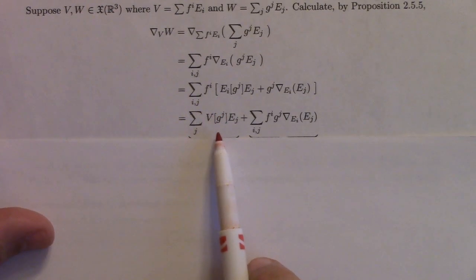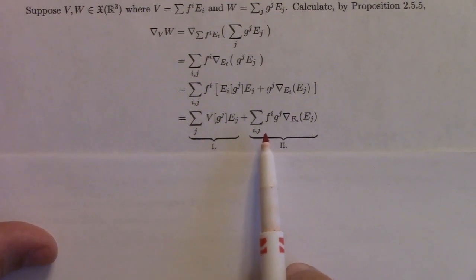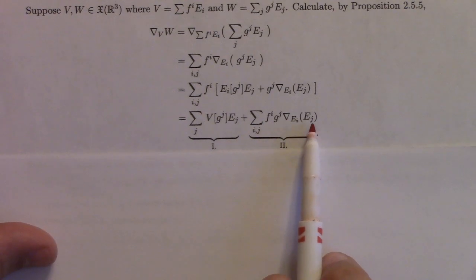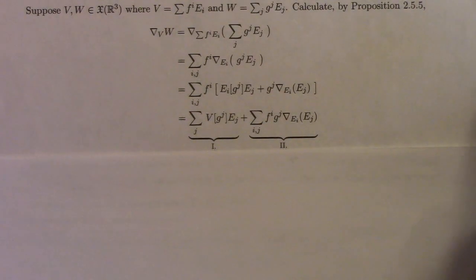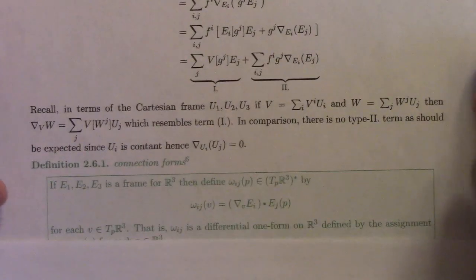Notice the sum over i is gone there. And over here, we have the sum over i and j, f upper i, g upper j, covariant derivative in the e_i direction of e_j. And at this point, I recognize in the notes the need to define the connection coefficients.